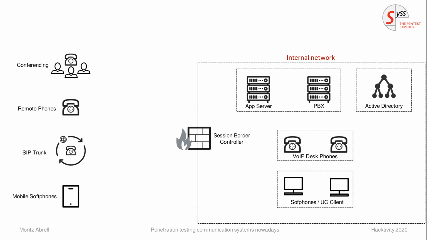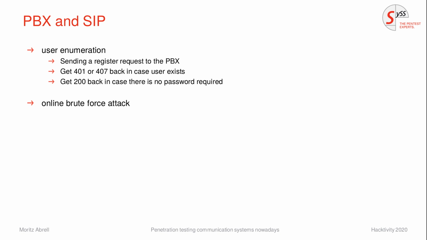Okay, now it's time to attack the PBX. SIP proxies often have the problem that user enumeration is possible. This is done by sending a register request to the PBX. And if we receive a 401 or 407 response, we know the PBX wants authentication data. That's usually an indicator that this user exists. It's similar to a web application when the response says something like "user exists but wrong password".